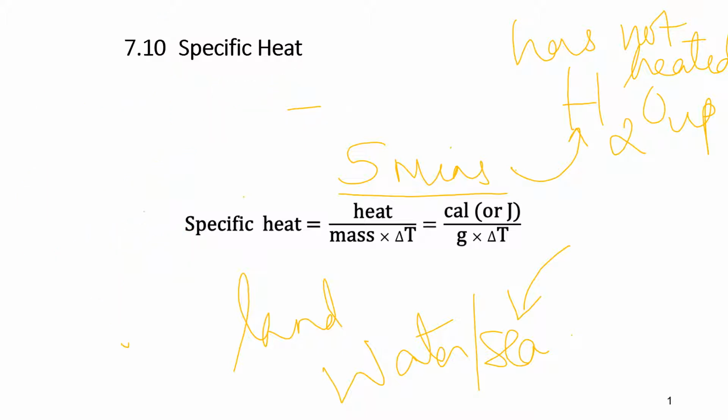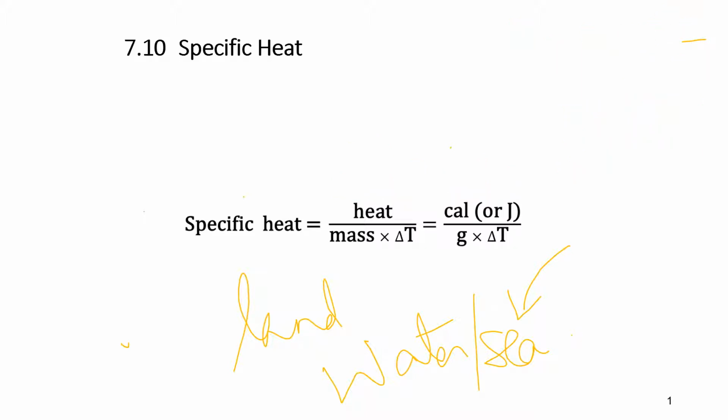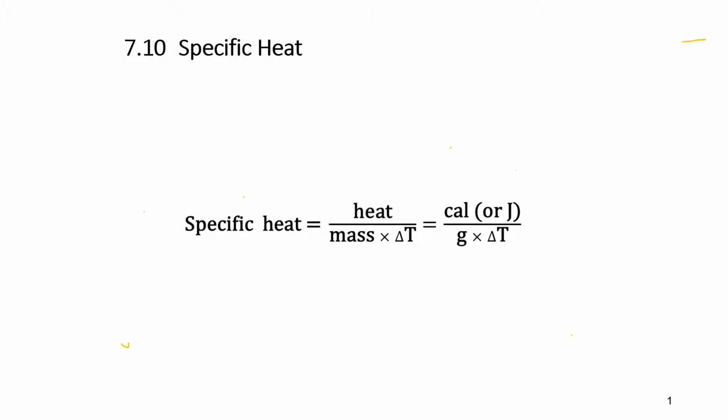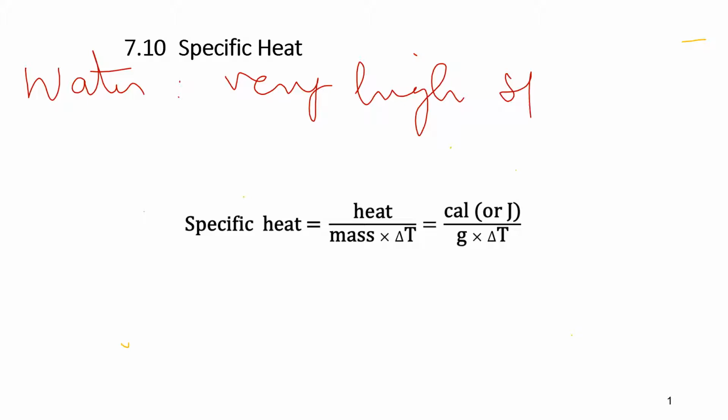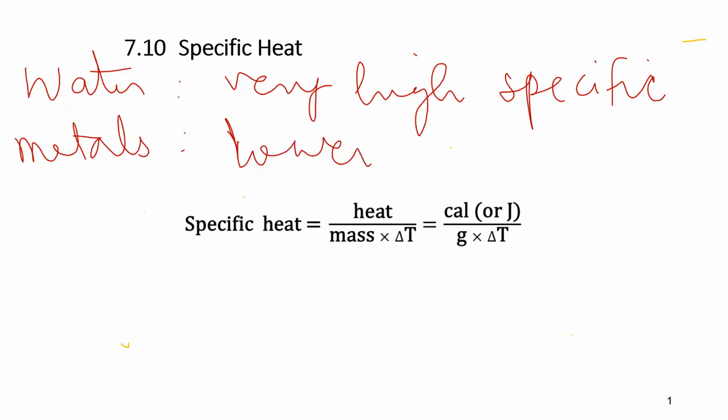What is happening is that the water has a very high specific heat. So in general, I need you to remember that water has a very high specific heat. On the other hand, something that does not have a very high specific heat would be the metals that we talked about, the metal belt, for example. So these have lower specific heats.